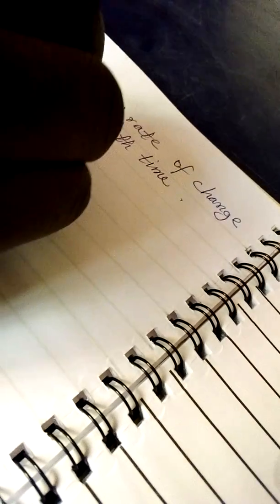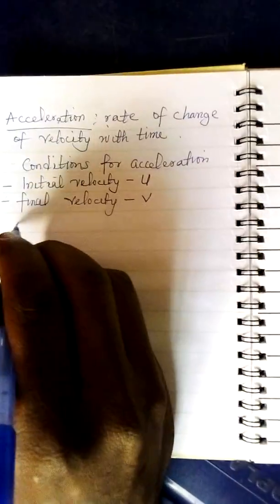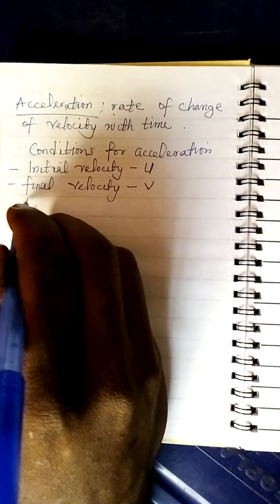All right. So if we must have acceleration, there must be conditions for acceleration. There must be an initial velocity, which we can call u, and then we'll have a final velocity which we can call v, and we'll also have the time change, which we can call t.